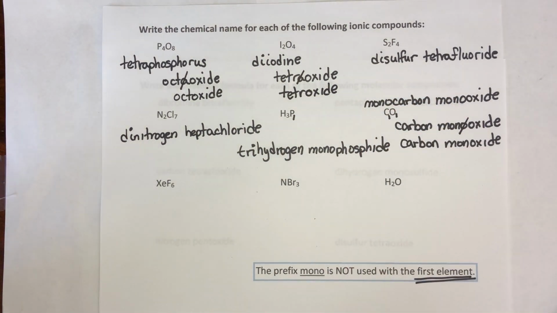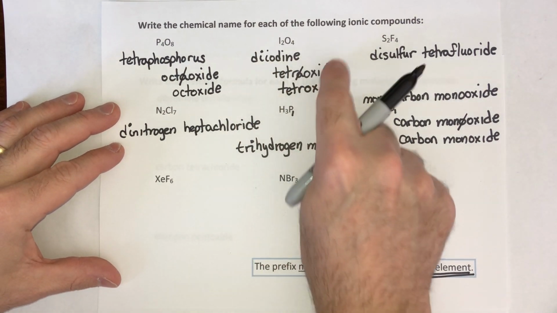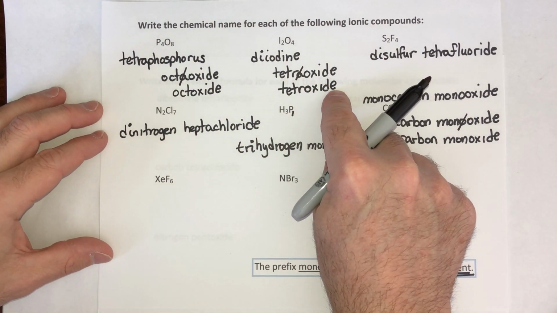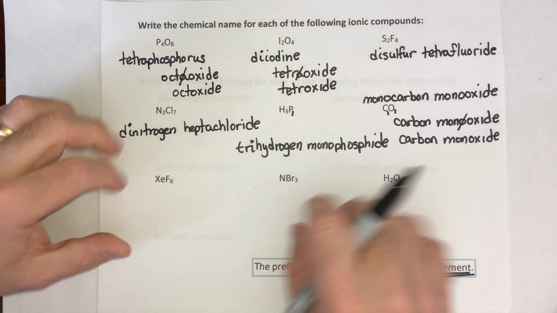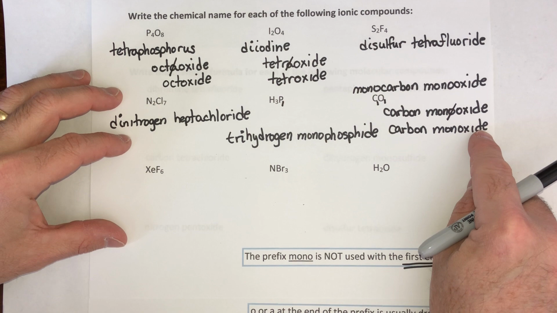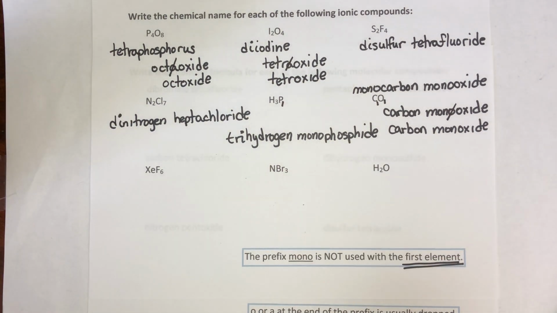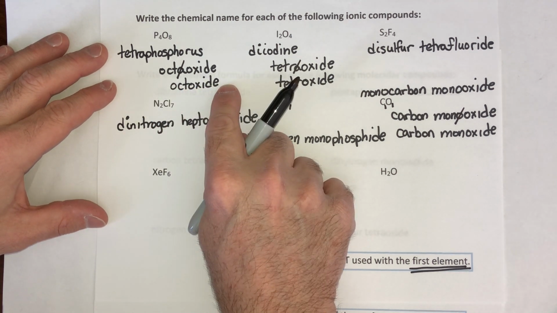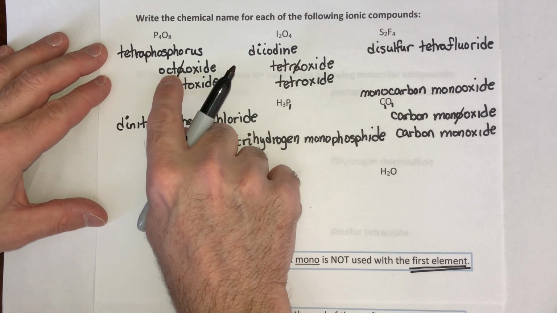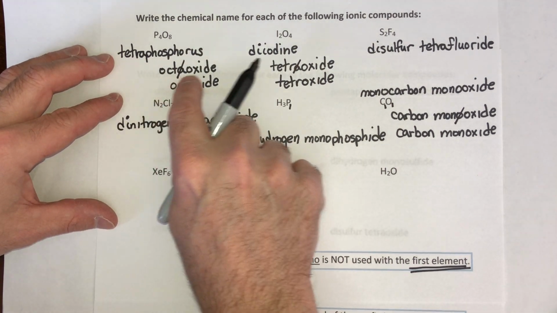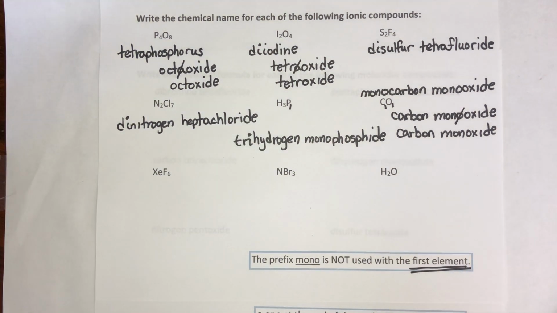Okay, it's meant to be so that it rolls off the tongue a little easier. So diiodine tetroxide. Instead of tetraoxide, it's tetroxide. This one, yeah, I like that. That's not bad. Or this one, right? Carbon monooxide becomes carbon monoxide. Again, rolls off the tongue much nicer. This one here, though, the octoxide, that just sounds weird to me. So for this one here, I probably would not have dropped the A. I would have probably left it as tetraphosphorus octaoxide, just because it sounds nicer.